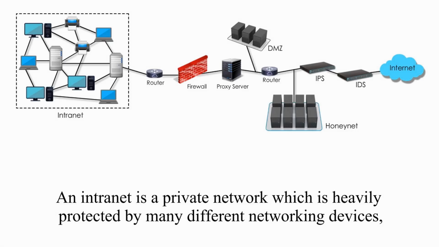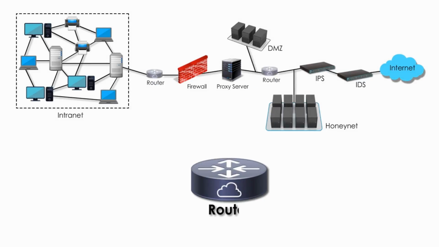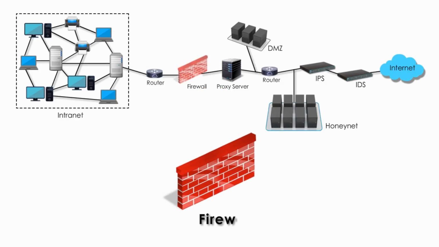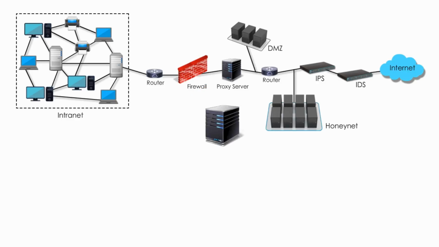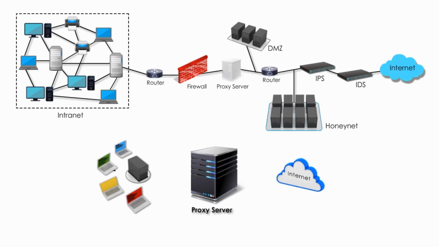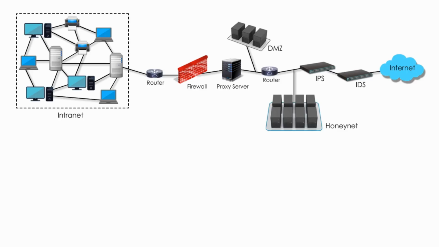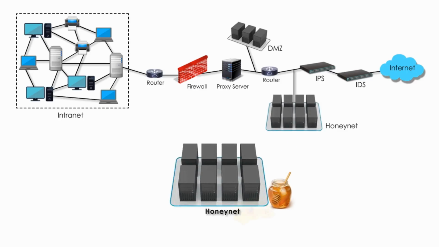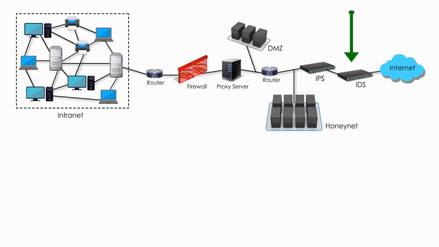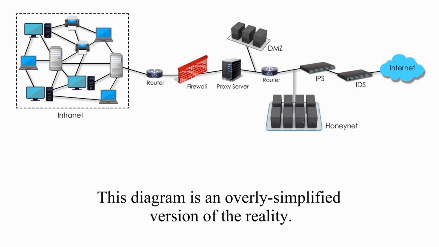Welcome back. An intranet is a private network which is heavily protected by many different networking devices, such as a router, firewall, proxy server, DMZ, honeynet, IPS and IDS. This diagram is an overly simplified version of the reality.